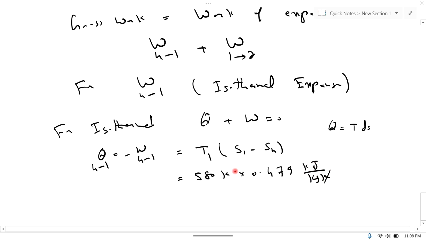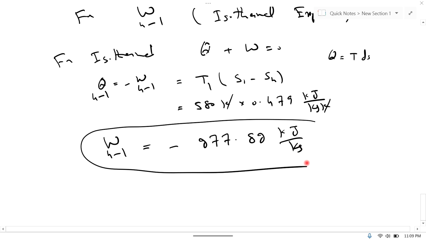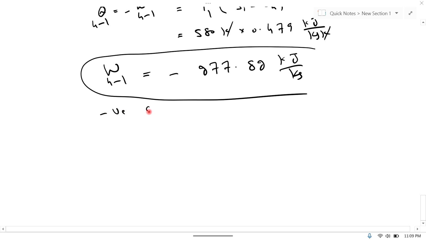So Kelvin will be cancelled with Kelvin. So W from 4 to 1, multiplied by minus, will be equal to minus, and multiplying these two values, it is equal to 277.82 kilojoule per kilogram, and the negative sign means this is work of expansion, or work done by the system. According to the sign convention, work done by the system will be negative.